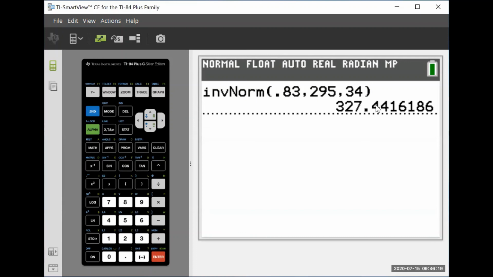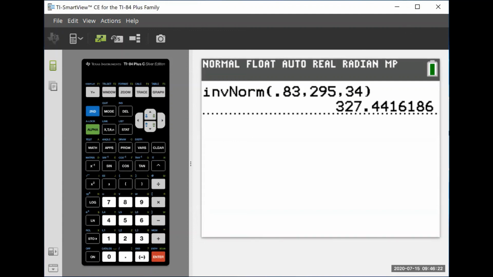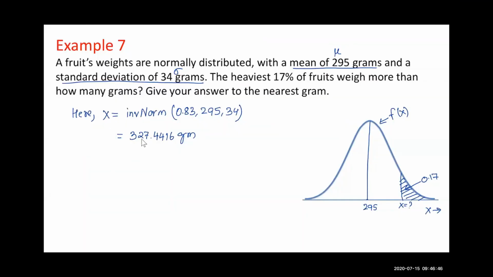327.4416 gram. So we got X equal to 327 because 295 is here, so 327 can be here, which makes sense. But if you look at the question, we are asked to give the answer to the nearest gram. So this is 327.4416. If you round it to the nearest whole number, what will be the result? It will be approximately 327 grams.